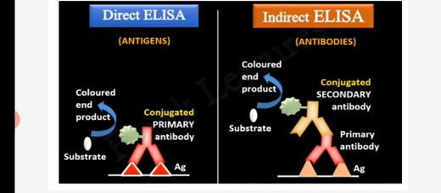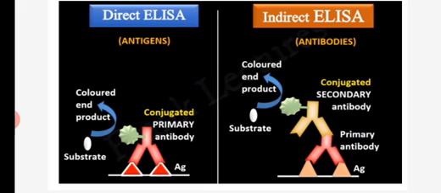In indirect ELISA, the antigen antibody complex is formed. When the substrate is added, a colored end product is formed. In indirect ELISA, already known antigen is incorporated in the wells. When we are adding the patient serum containing antibody, that antibody binds with the antigen to form the antigen antibody complex.